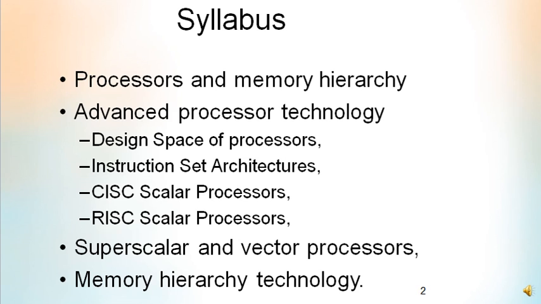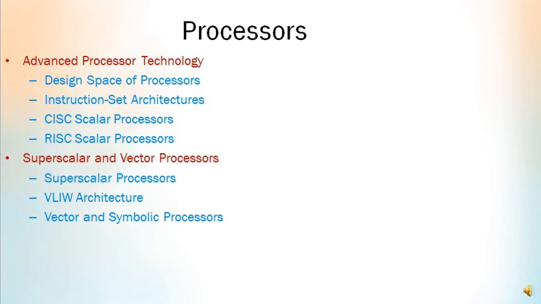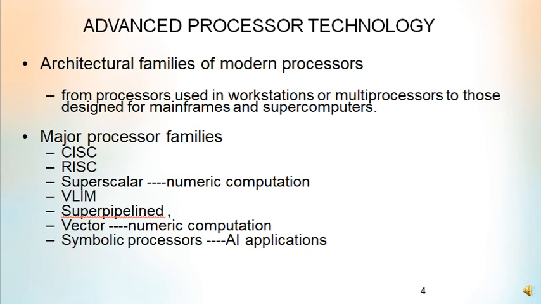The syllabus of Module 2 includes Processors and Memory Hierarchy, Advanced Processor Technologies, Superscalar and Vector Processors, and Memory Hierarchy Technology. Major processor families to be studied include CISC, RISC, Superscalar, VLIW, Super Pipelined, Vector, and Symbolic processors. The scalar and vector processors are for numerical computations, whereas the symbolic processors have been developed for AI applications.